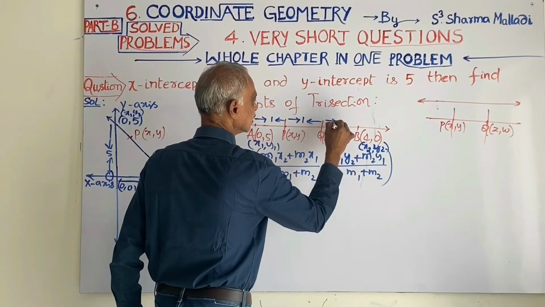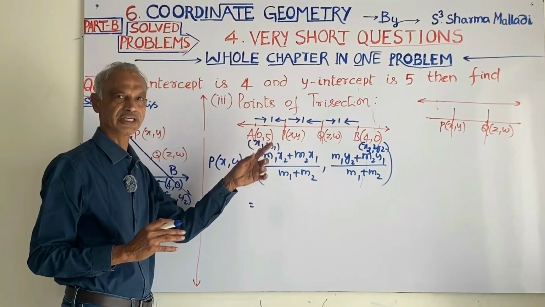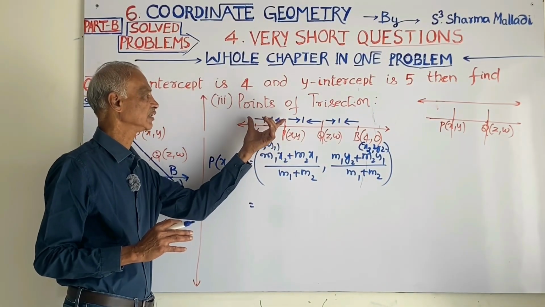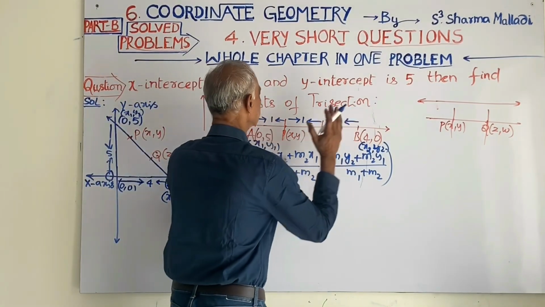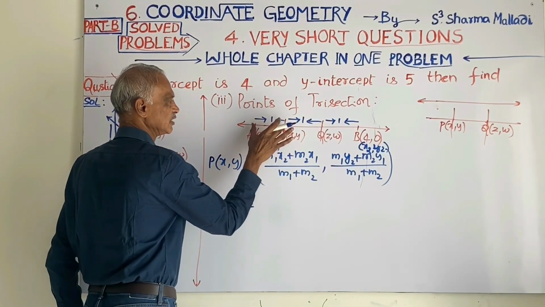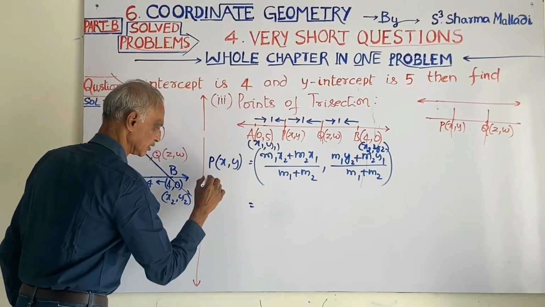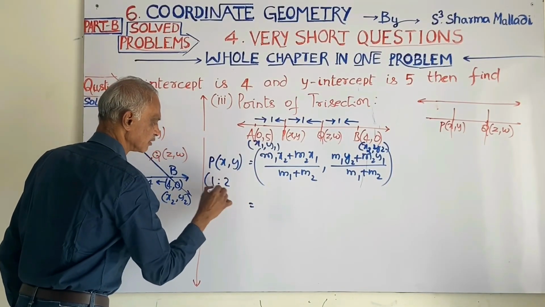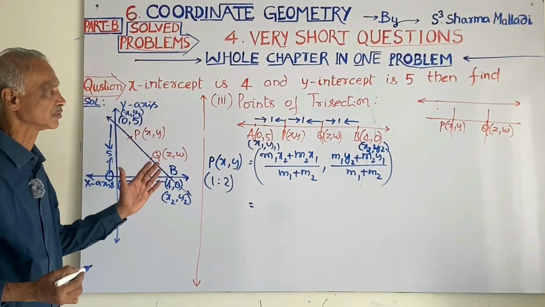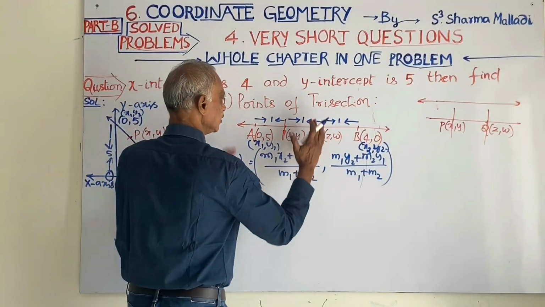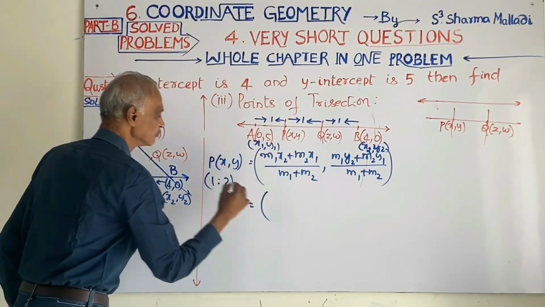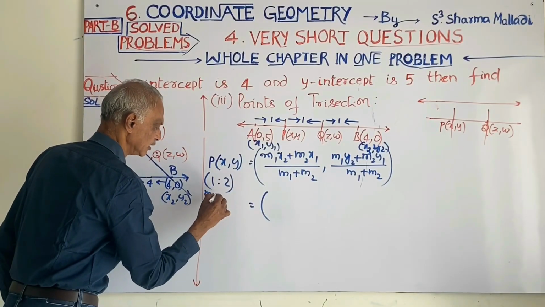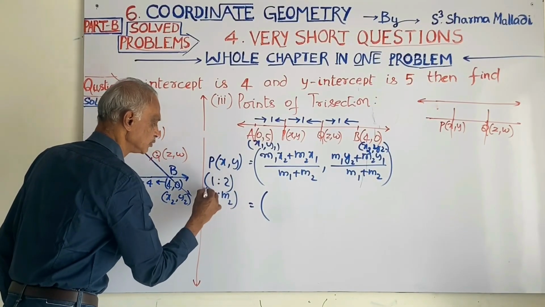If you take this point, you have to take m1 is 1, m2 will be 2. 1:2 ratio you have to take. If you take the other point, you have to take 2:1 ratio. Now, what is m1 here? m1 is 1 and m2 will be 2.